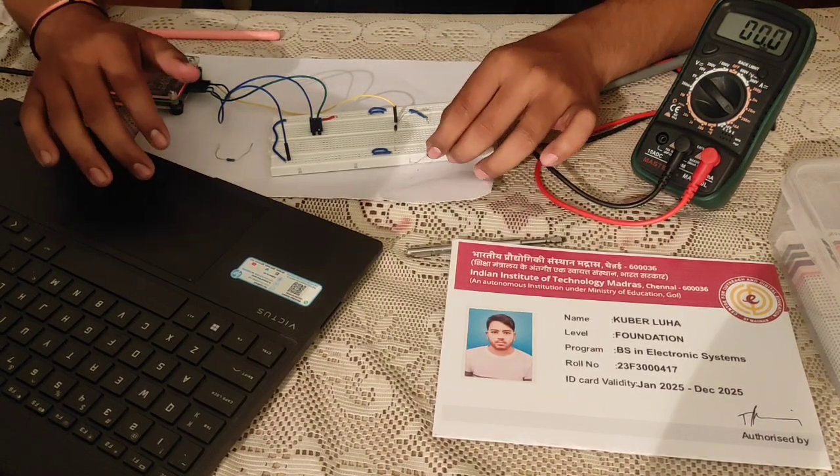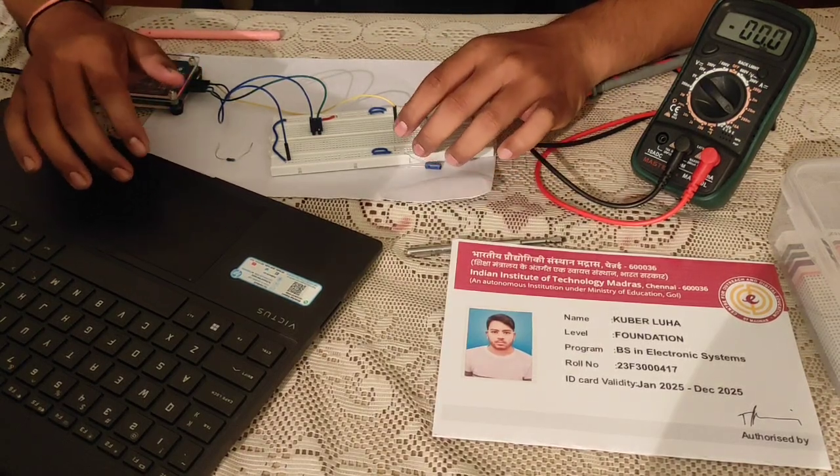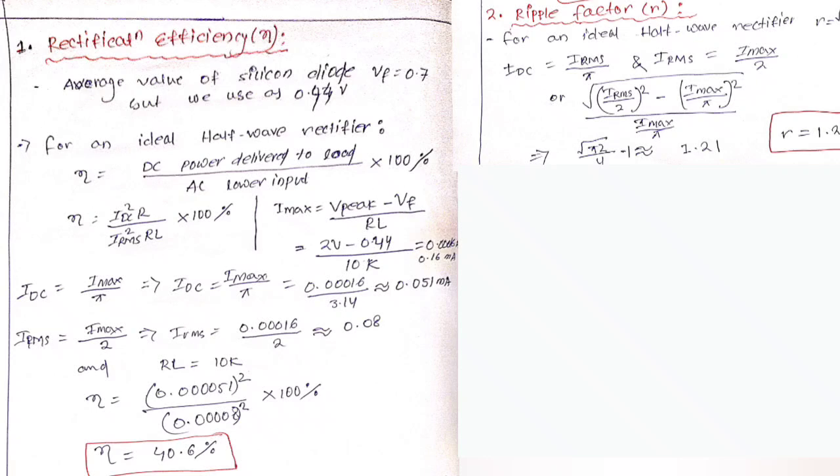So now I'm just going to calculate the rectification of that. Now you can see the rectification efficiency is 40.6, and the ripple factor is 1.2.